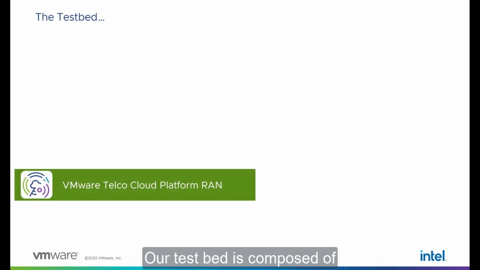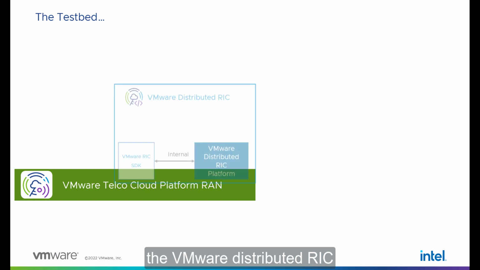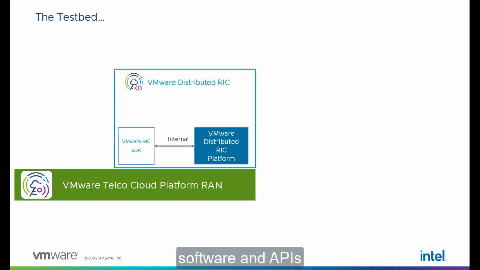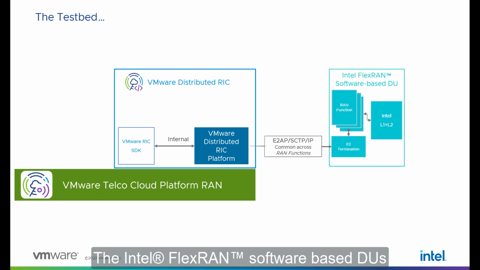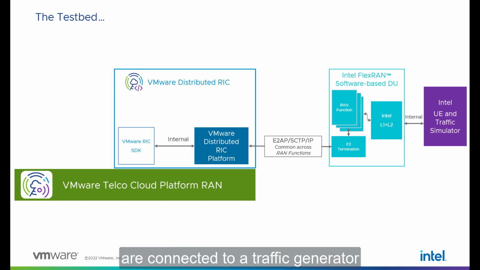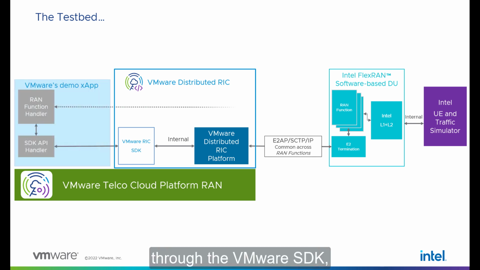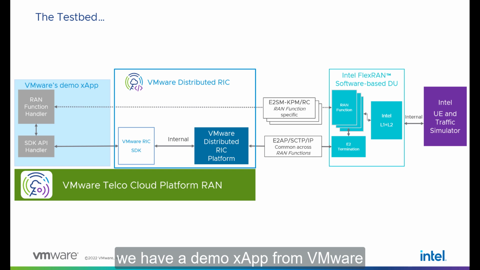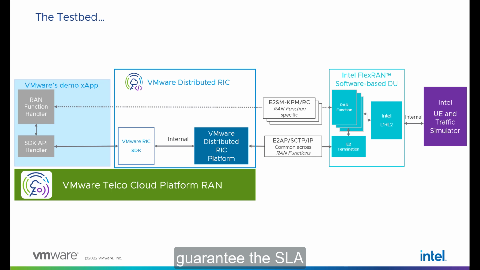Our testbed is composed of the VMware Distributed RIC, integrating Intel FlexRAN software and APIs, and deployed on a latency-sensitive Kubernetes worker node. The Intel FlexRAN software-based DUs provide RAN functions emulation and E2 termination endpoints. These DUs are connected to a traffic generator, simulating UEs under different radio conditions per cell. Lastly, and integrated through the VMware SDK, we have a demo XApp from VMware executing the RAN slice PRB allocation algorithm to guarantee the SLA. Let's activate this testbed.